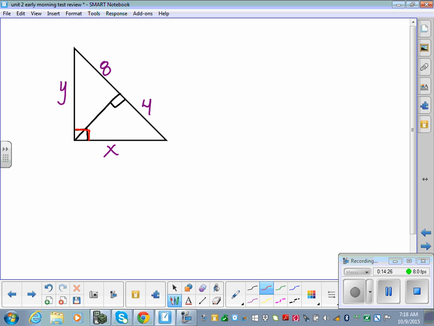Then we're dropping an altitude down from the right angle of the right triangle, and it makes another right angle right there. Well, if that's a right angle, then wouldn't this have to be a right angle as well? Yes. So we have these 3 right triangles.